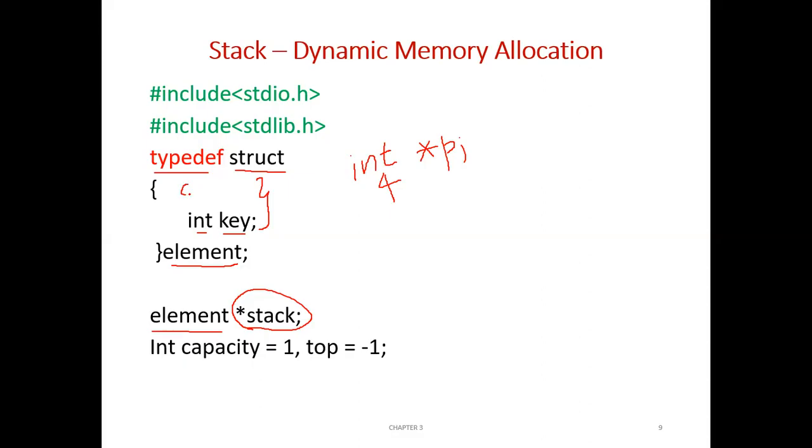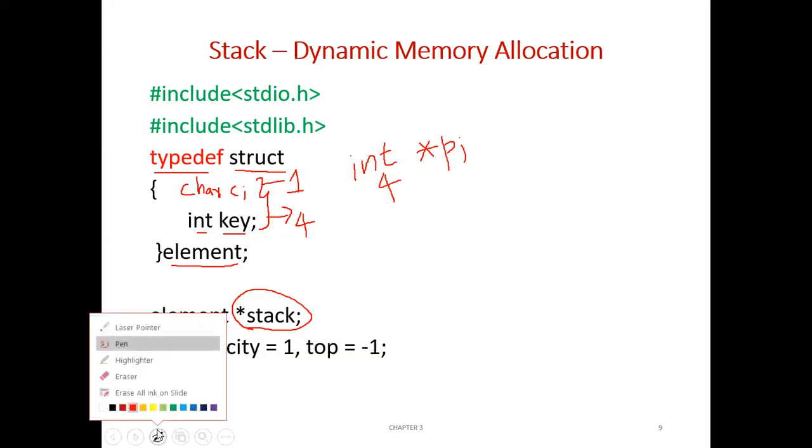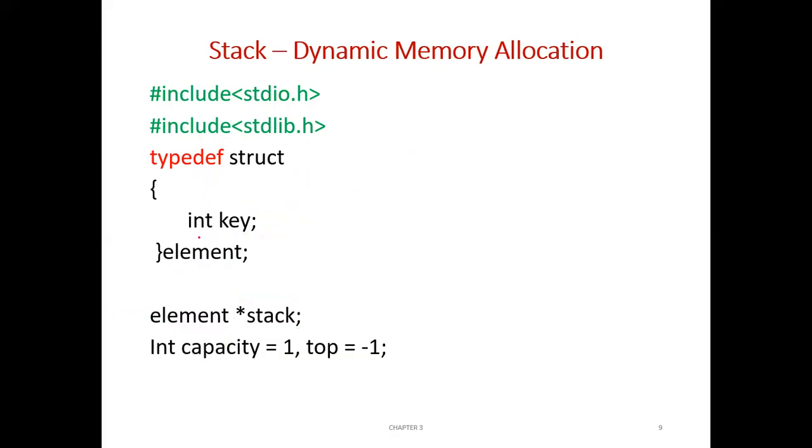Say, for example, there is another character variable, c, also here. Then how many bytes will element occupy? c will occupy 1 byte. That is, a character will occupy 1 byte, and key, an integer, will occupy 4 bytes. So every variable of type element will occupy 4 plus 1, 5 bytes. But in our case, the structure contains only one member, that is key, which is an integer. So when you create a variable of type element, it needs only 4 bytes, right?